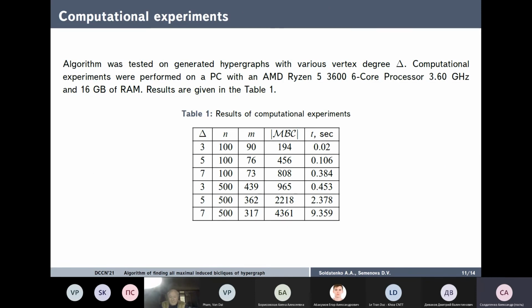The algorithm was tested on generated hypergraphs with various vertex degree delta. Results are presented in table 1. Execution time of the find MIB algorithm essentially depends on the cardinality of the set MBC. However, it has a reasonable execution time for these hypergraphs.